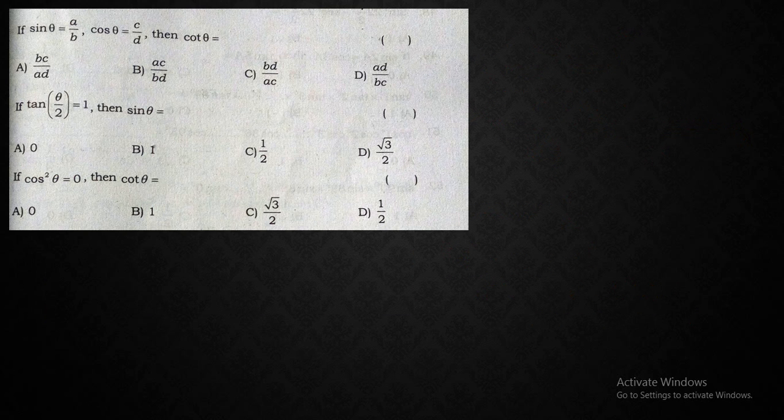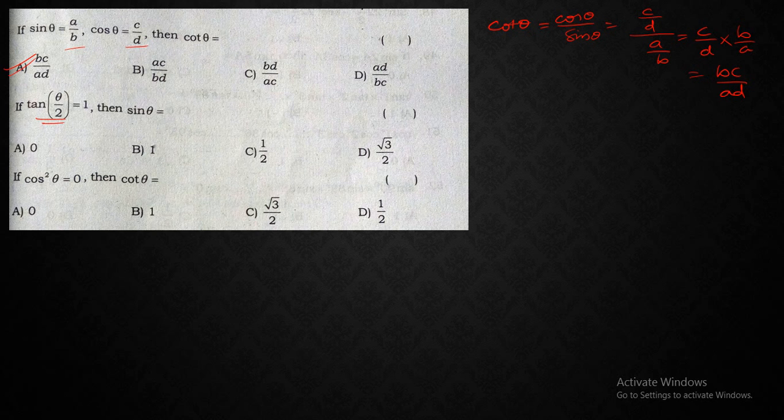Next, moving on to one more question. What has been given? Sin theta is equal to a by b, cos theta is equal to c by d. He is asking you to find cot theta. Cot theta in relation with sin and cos, I can write as cos theta by sin theta, right? So cos theta is c by d divided by a by b. Now this I can write as c by d into b by a. So directly I can write BC by AD. So what is the answer? BC by AD, so option A.